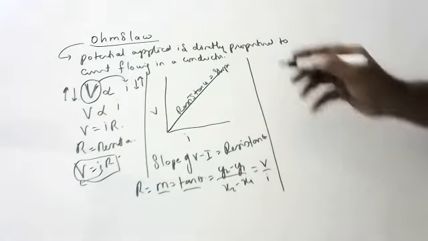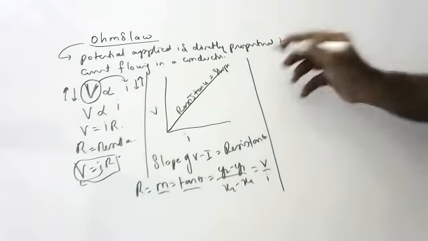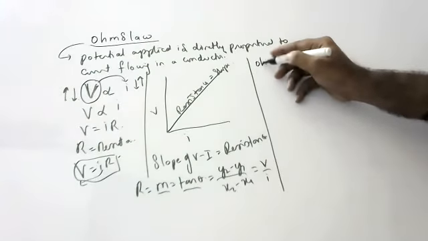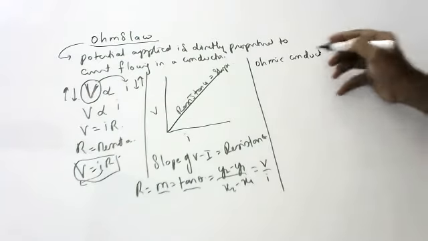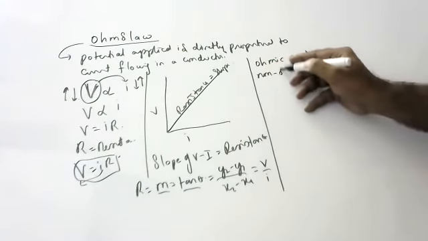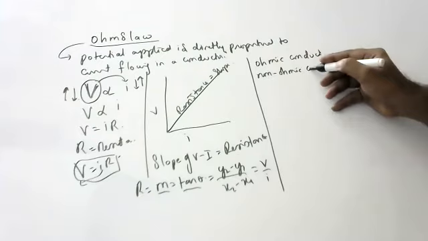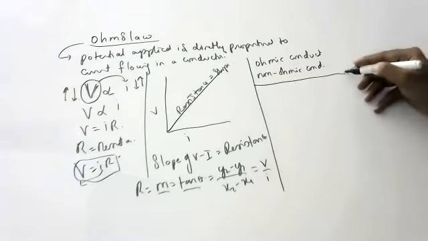Now, the substances which obey Ohm's law are called ohmic conductors, and those which do not obey Ohm's law are called non-ohmic conductors. Sometimes they will ask a question like this also.